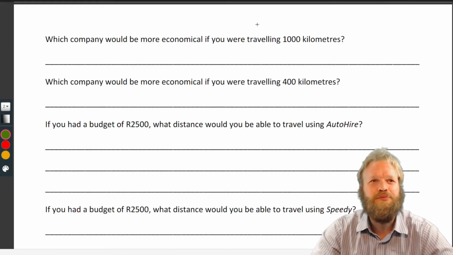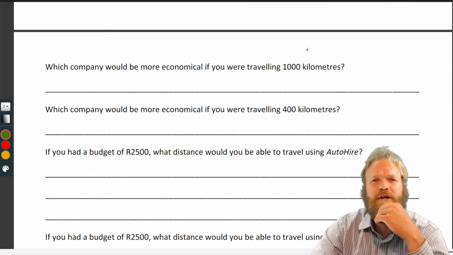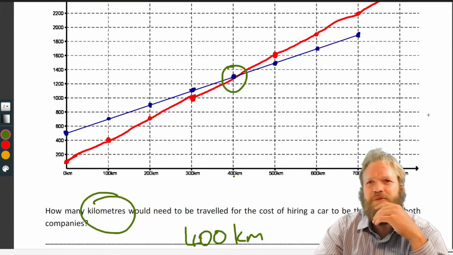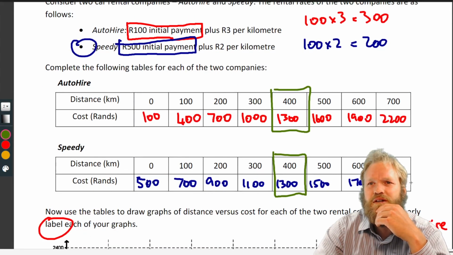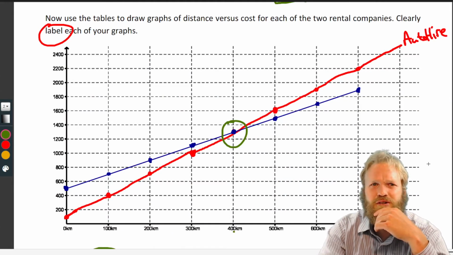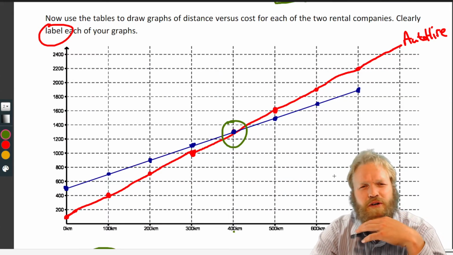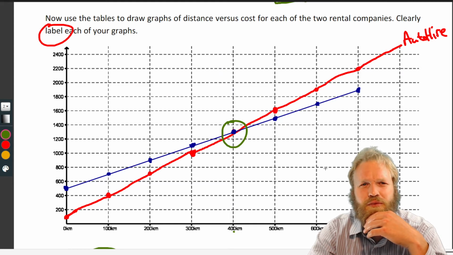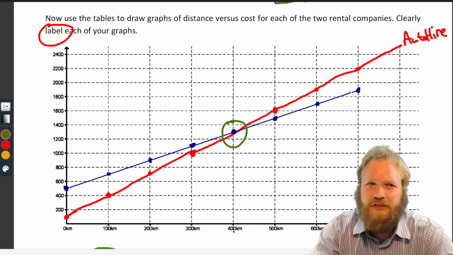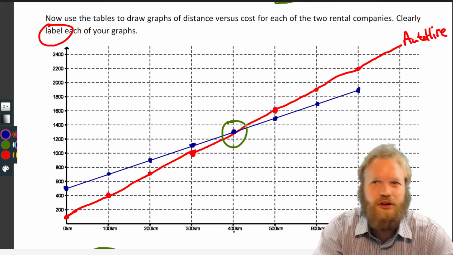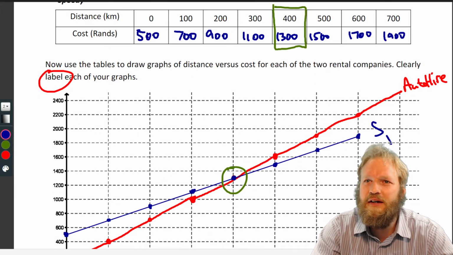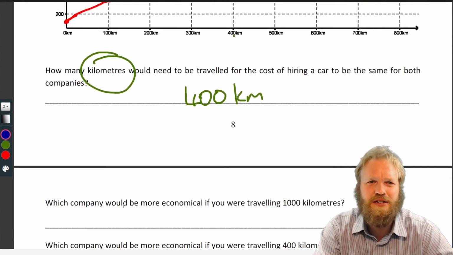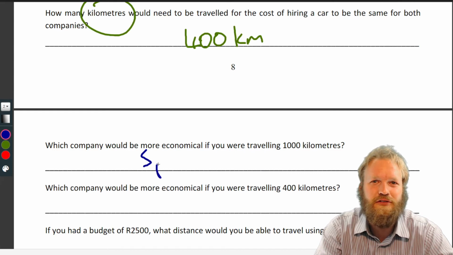Okay, what else we got? Which company would be more economical if you were traveling 1,000 kilometers? Well, we don't have 1,000 on here, but looking at what our graphs are doing, which one do you think will be more economical? Well, it would have been nice if I labeled this thing, right? Because then I would have known which one, this blue one. I want to go with the blue one. What is the blue one? Speedy. So Speedy, I'm going to go with Speedy. Now it was easier. See, useful to label your graph, right?